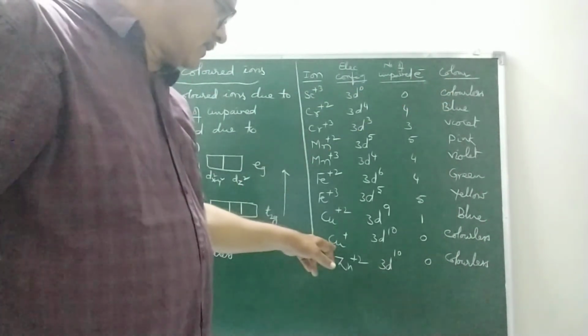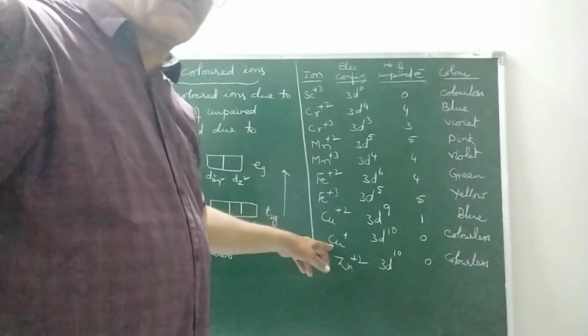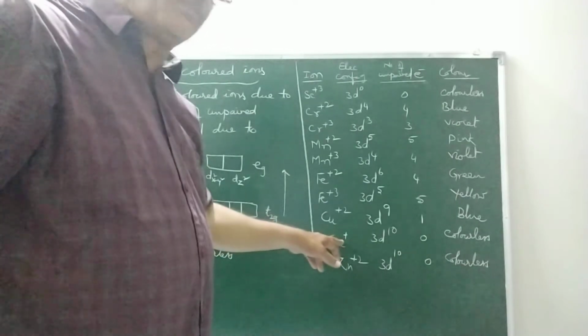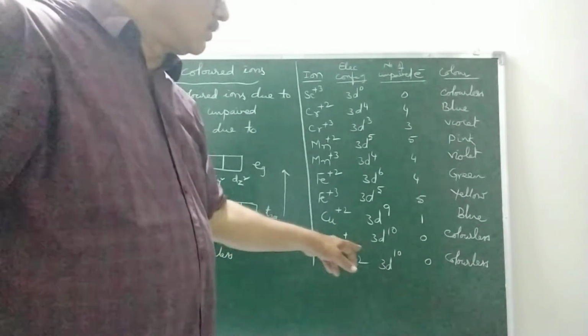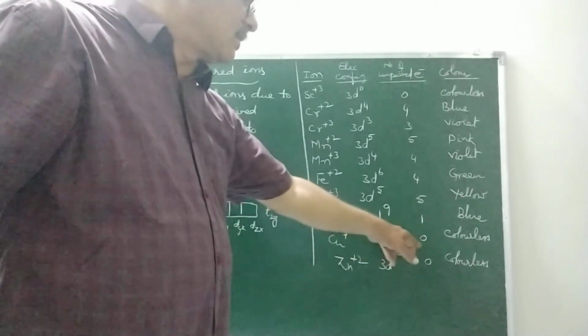Similarly, if we observe copper, what is the electronic configuration of copper? 4s1 3d10. In Cu+, 1 electron is lost, so the outer configuration is 3d10. In the d sublevel there are no unpaired electrons.